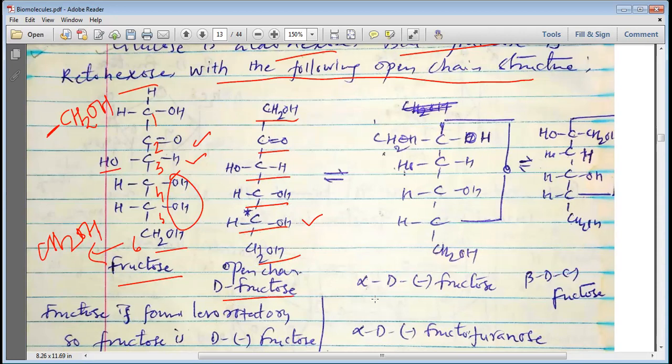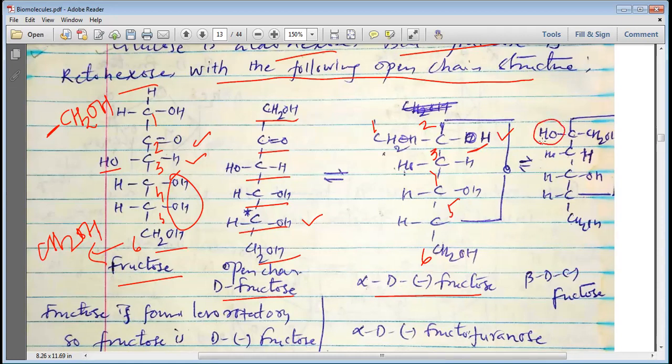This D-fructose is also in equilibrium with alpha D-fructose because a reaction takes place. This is the first carbon, second carbon, third carbon, fourth carbon, fifth carbon, and sixth carbon. So in fructose also, a reaction takes place between the second carbon and fifth carbon, and it turns out to be a cyclic structure. Thus we have this alpha D-fructose where the OH group is present on the right-hand side. So we call it alpha D-fructose.